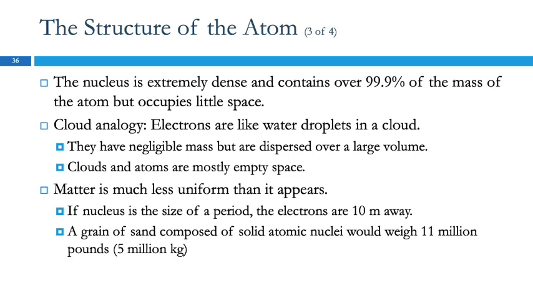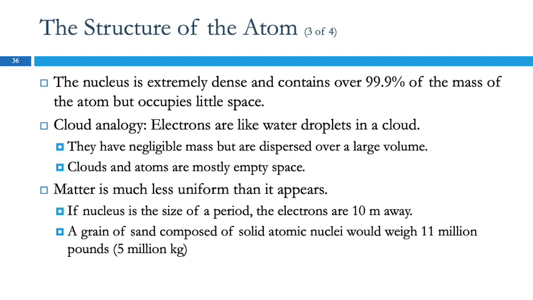Electrons are like water droplets in the fog. They're really tiny, with negligible mass, but they're spread out over a large volume. So fog is mostly empty space. You walk through the fog and you might get slightly damp after a while, but you're not getting drenched from all the water you're hitting. You're not getting hurt from running into things in the fog. It's mostly empty space, but we can't see through it because there are so many of these tiny particles messing with the light. So that's the cloud analogy.